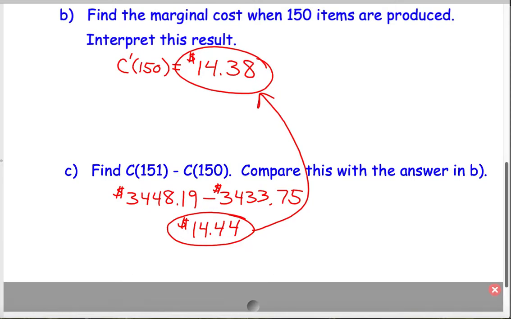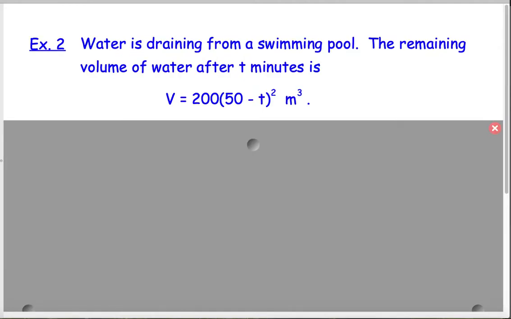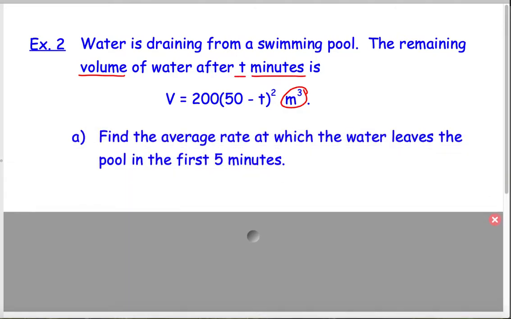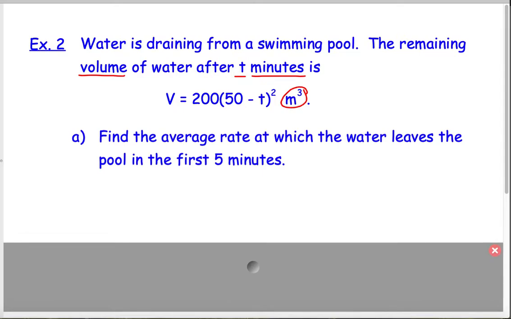Let's look at another example. Water is draining from a swimming pool. The remaining volume of water after t minutes. So you have to keep track of what we're dealing with. V represents volume of water, and it's in cubic meters, and our time is in minutes. All right, so there's our equation. Find the average rate at which the water leaves the pool in the first 5 minutes.